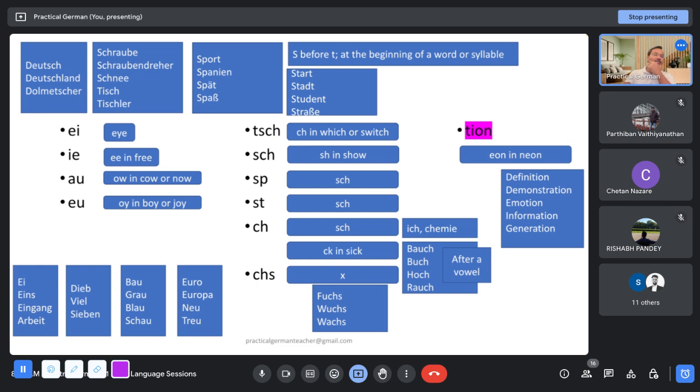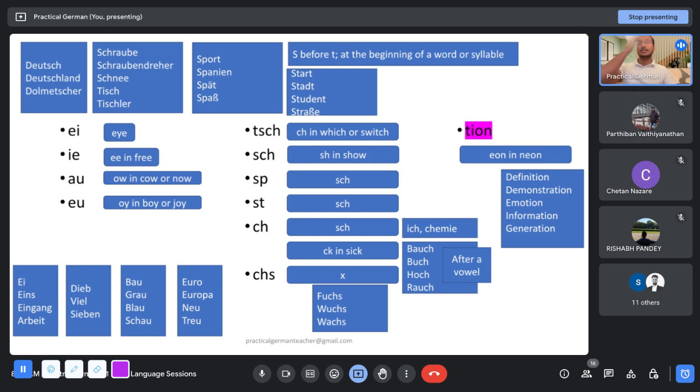Meanings. I think it's obvious, right? Maybe you can give me the meanings. Parthiban, you. No, it's the equivalent English meaning, right? Yeah, it's the same. Definition. It's the same, right? Any questions? Please ask.